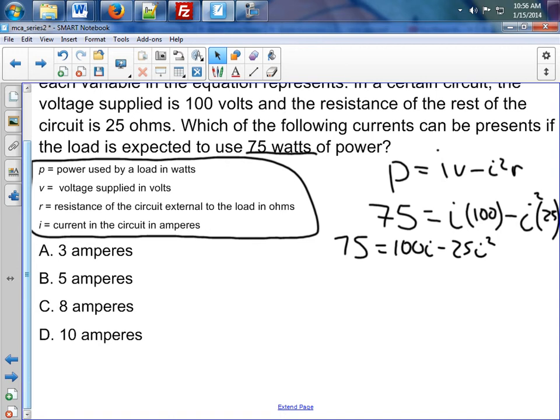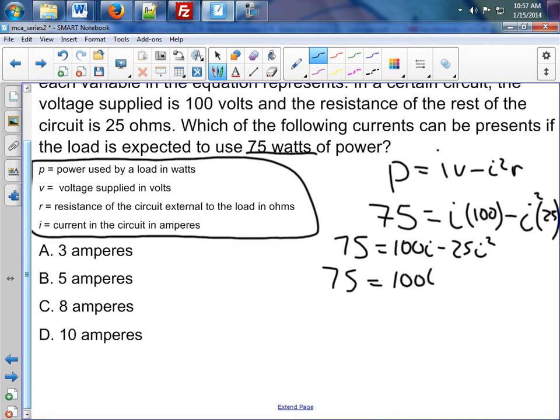Now, looking at the numbers here, I'm really not going to try the 10 first. That's going to be a pretty big number. I'm going to start with 3. So I'm going to come through here, and I'm going to put 3 in for I. And I'm hoping it equals what?